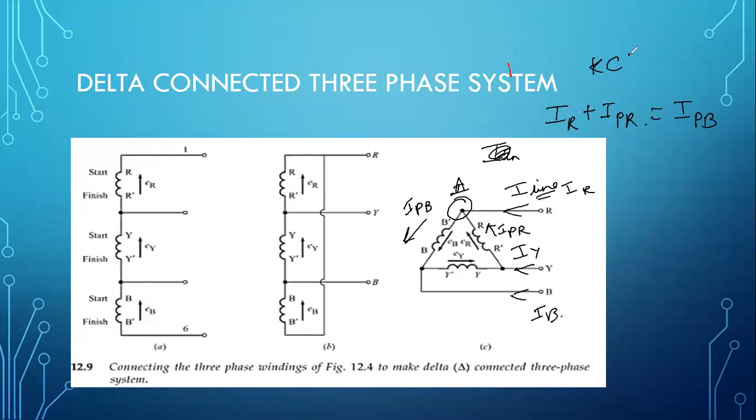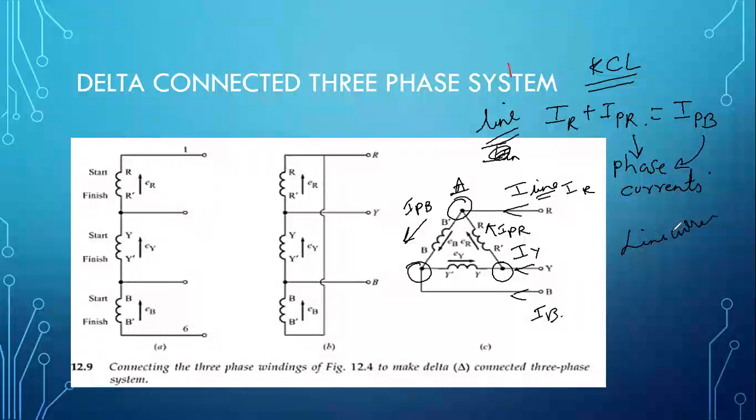KCL, sir. KCL. Okay. So we can see that here we have three nodes and we can apply three KCL equations. This IPB and this IPR are my phase values of current, they are phase currents. And this IR is the current passing in the line, so this is my line current. On analysis of this, we have to find the relationship between my line current and my phase current.